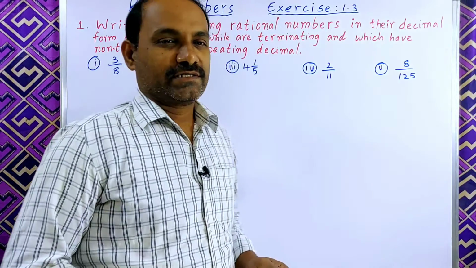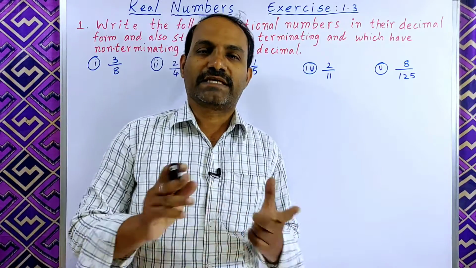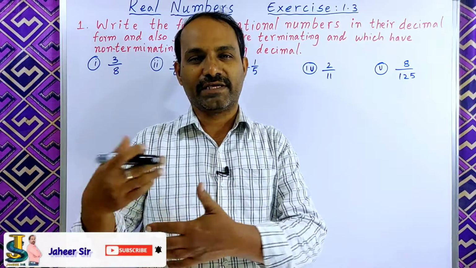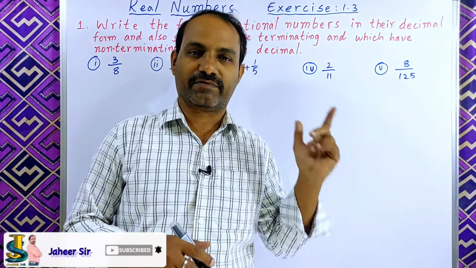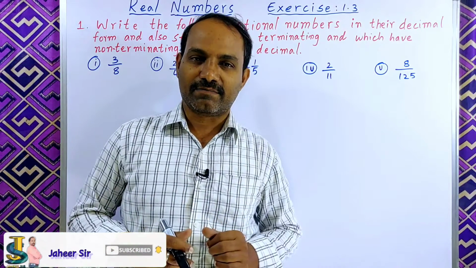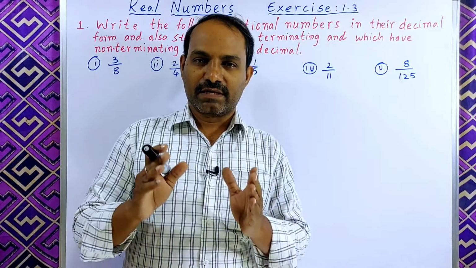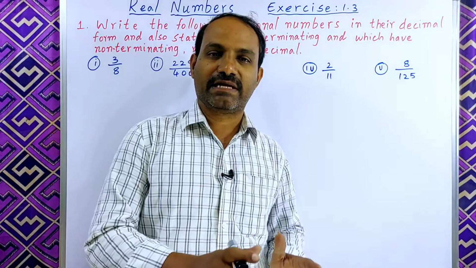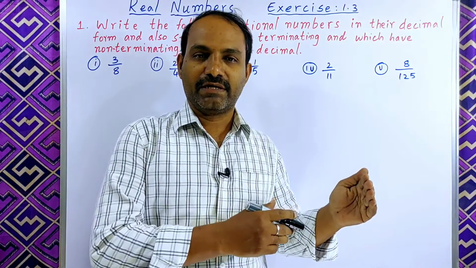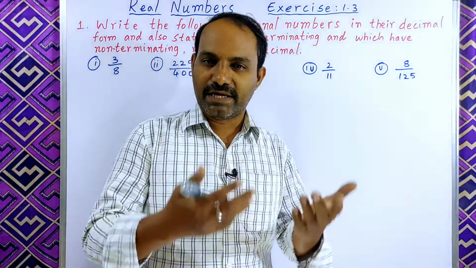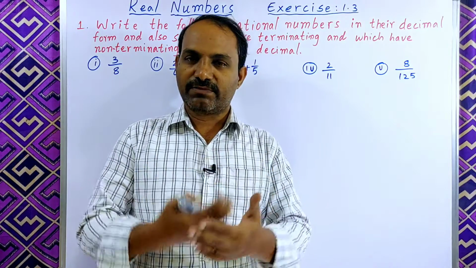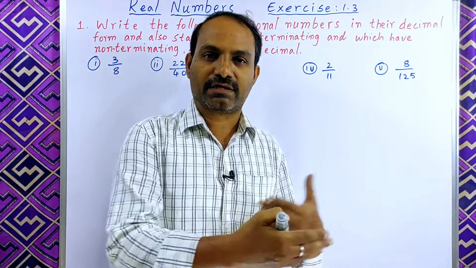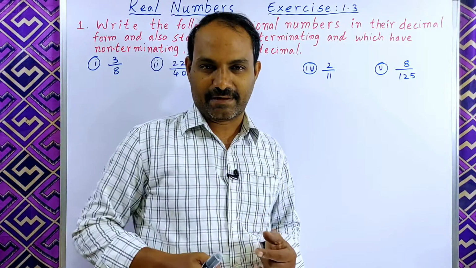Today we are going to discuss the rational numbers whose expansion is terminating and whose expansion is non-terminating repeating. Already we discussed in previous classes: what is a rational number? A rational number is a number whose decimal expansion is terminating or non-terminating repeating. If the decimal expansion is non-terminating, non-repeating, then that is called an irrational number.